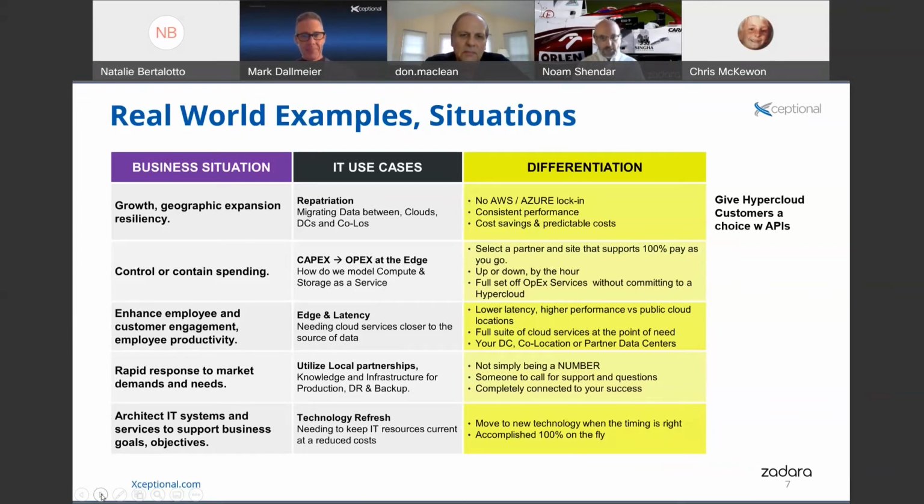Moving down the list, you do get full OpEx, even though it's at the edge or even inside your own facility. The business model is still a by-the-hour business model. So going with an edge offering does not mean giving up the flexibility of the cloud.